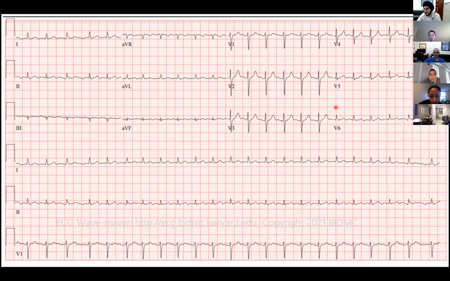So again, we have narrow complex tachycardia. It's regular, and I see, I really can't tell. I see the P waves. I think it's 1-to-1, but I do see some PR prolongation. There's some irregularity actually. So remember, which leads are our best friends for P wave assessment? Lead 2. Okay, so let's look at it. There are some.